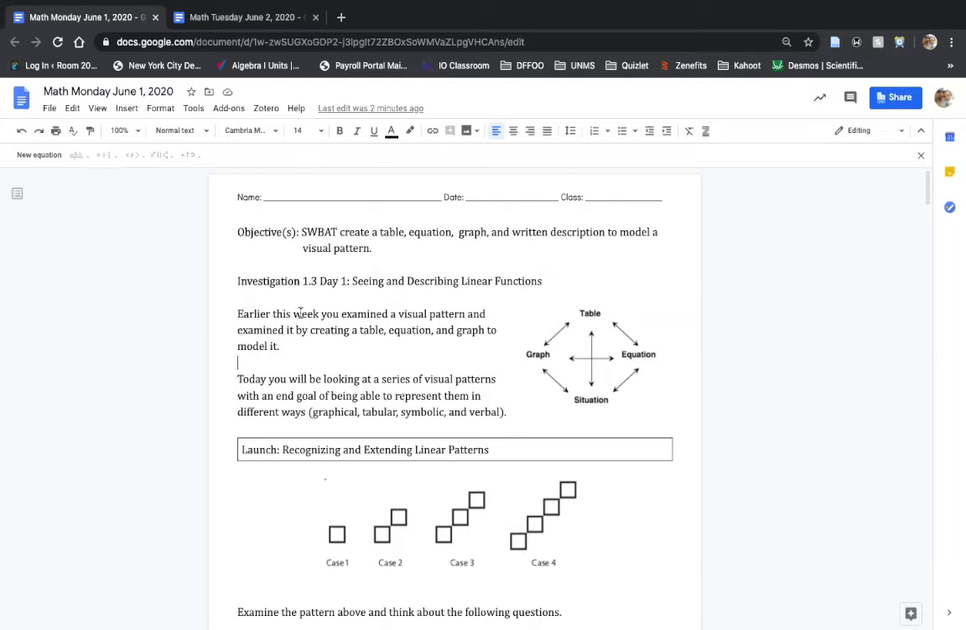Okay, so the idea is that over the next couple of days, we're going to be looking at a couple of visual patterns, kind of like we did 2 weeks ago, where we saw those exponential ones. But these patterns are going to end up being linear because that's mostly what we're studying this unit, if you remember what that is, right?